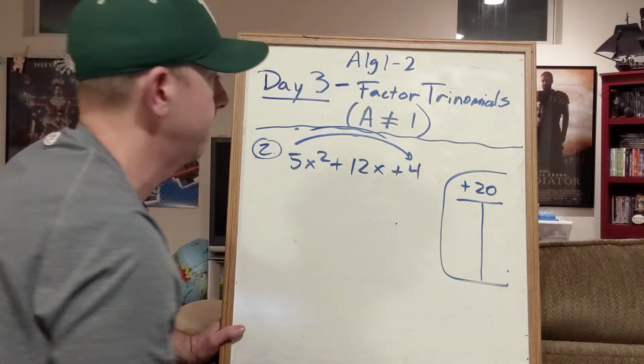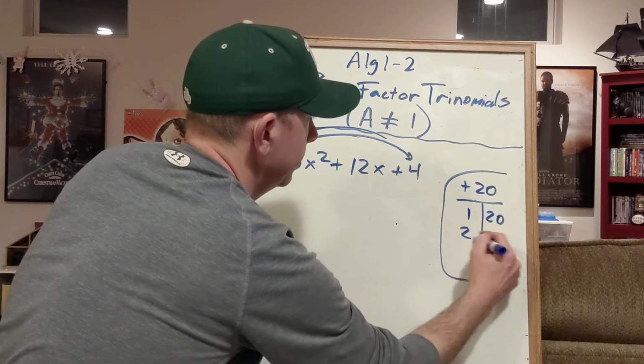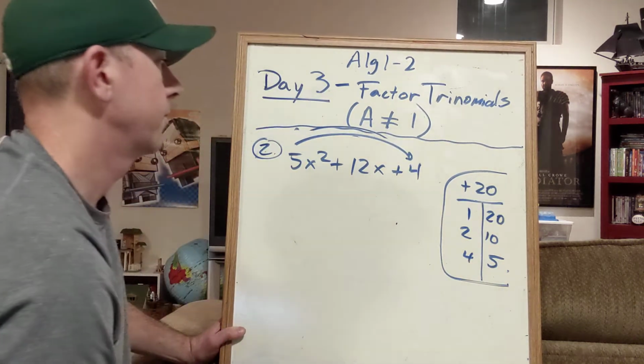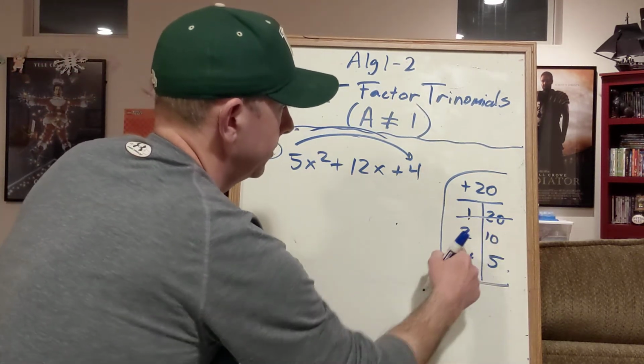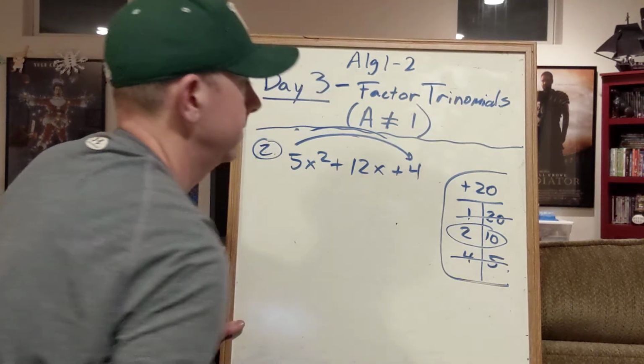So I like to use the word combine, because when we look at factors of 20, we got 1 and 20, 2 and 10, 3 doesn't work, 4 and 5. So which one of those options? 1 and 20 won't work. 2 and 10, that could combine to 12. 4 and 5 could combine to 9 or 1, so that doesn't work.